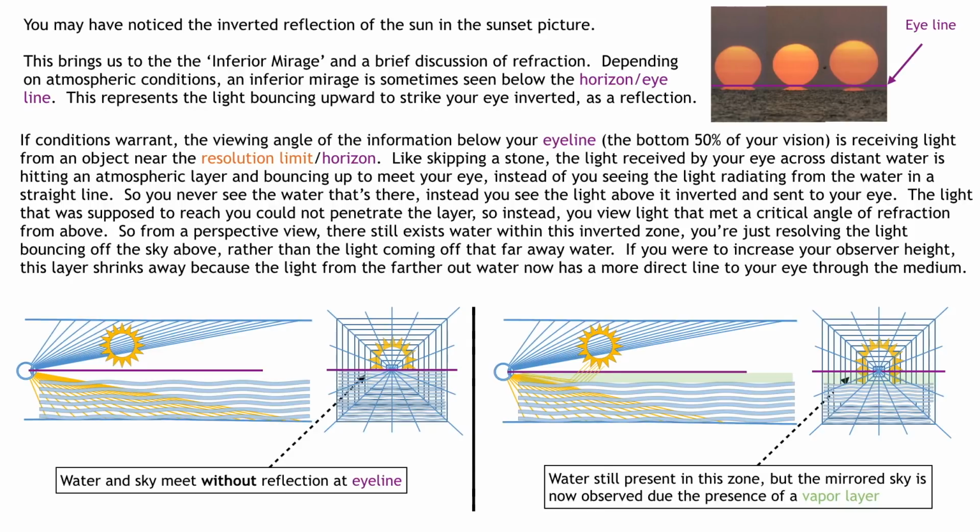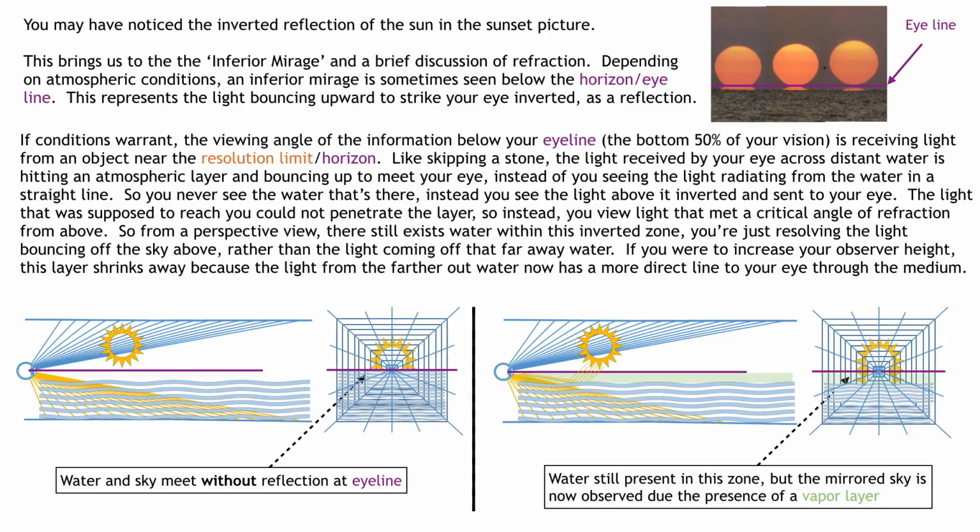Like skipping a stone, the light received by your eye across distant water is hitting an atmospheric vapor layer that is less dense and bouncing up to meet your eye, instead of you seeing the light radiating from the water in a straight line. So you never see the water that's there within this mirage zone. Instead, you see the light above it inverted and sent to your eye like a mirror. The light that was supposed to reach you could not penetrate the layer, and so instead you view the light that met a critical angle of refraction and reflection from above.